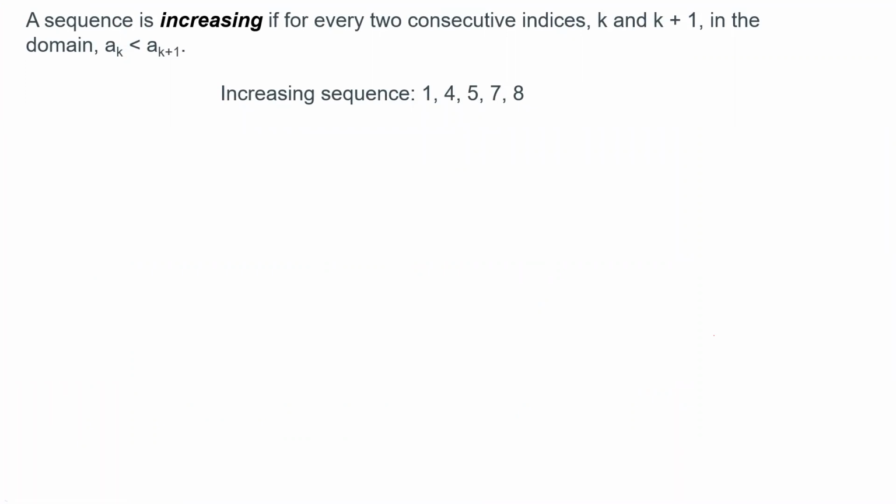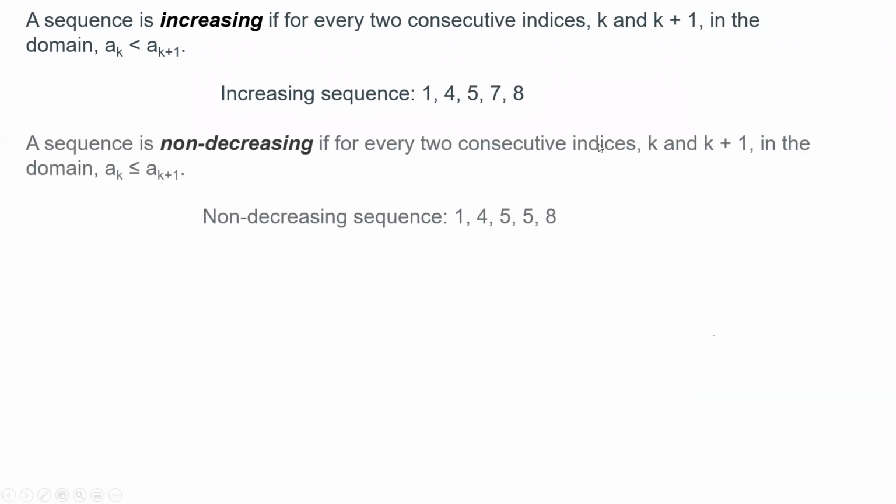These are fairly easy. What is an increasing sequence? Well, it's what you would guess it to be. A sequence would be considered increasing if every term is larger than the term before it. Okay, so notice here, 1, 4, 5, 7, 8, it keeps getting bigger. We keep getting bigger terms as we go along. So we would say that this is an increasing sequence.